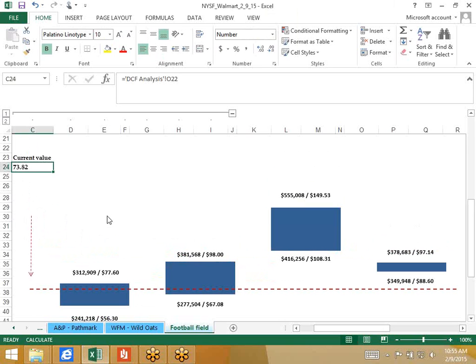There's a common interview question that comes out of this. Which of the three methods would always give you the highest range and which would give you the lowest range? Common interview question. And why? What's the answer? You know it. Precedent transactions give you the highest, because it includes a control premium.